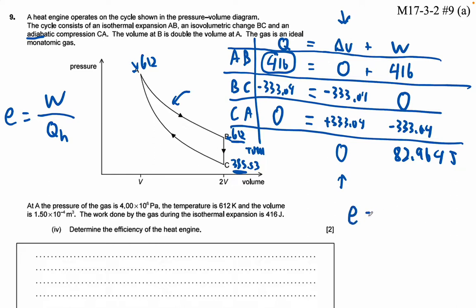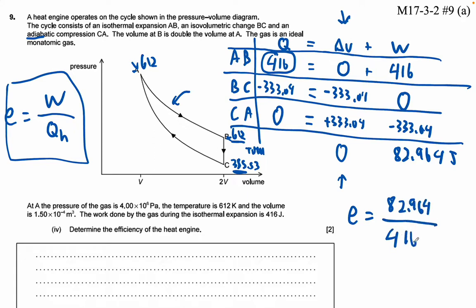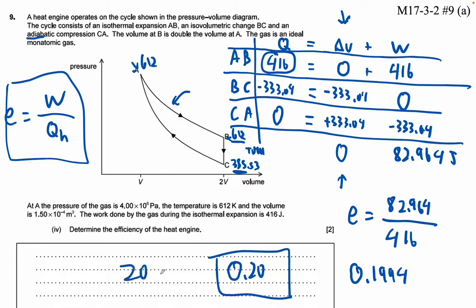Now we can say efficiency is work divided by the heat that flowed in. Remember that? So it's not very efficient. We take that, divide by 416, and we get 0.1994. So therefore it's 0.20, and there are no units. You could say 20% if you want to. I encourage you to use just a pure number. All right. Okay, I think I was somewhat coherent.